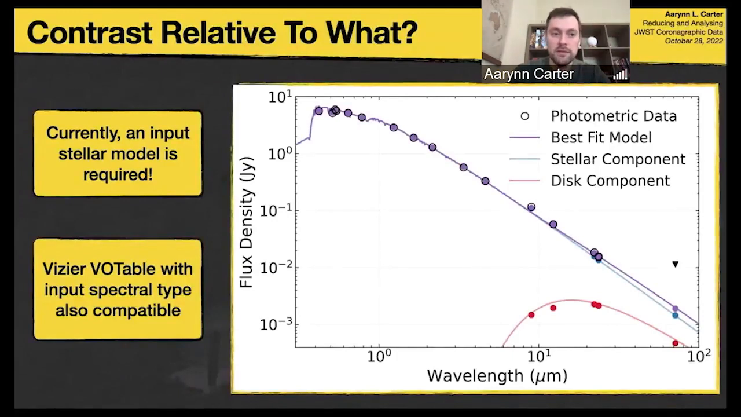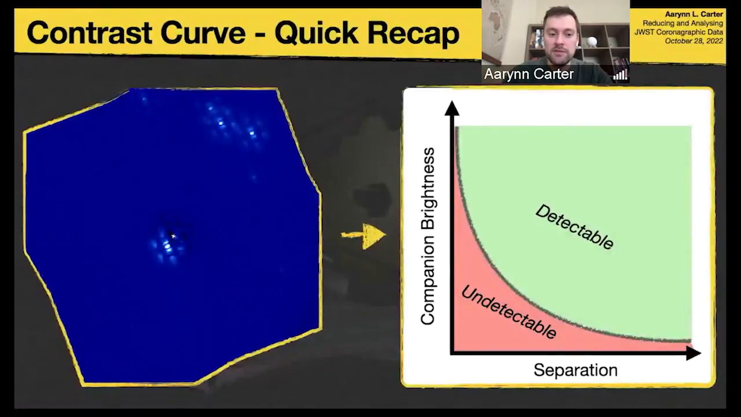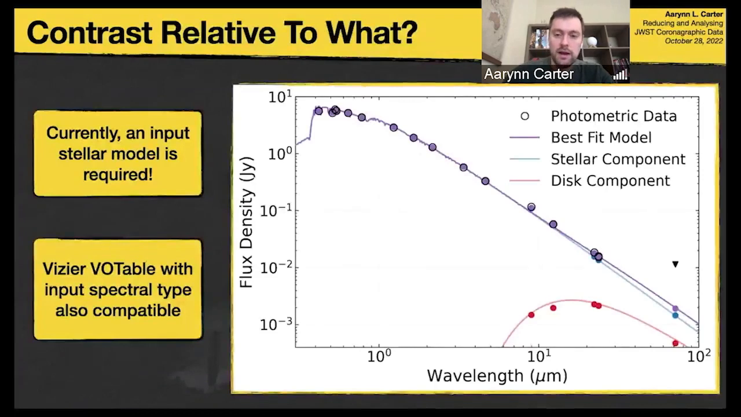But the first thing we need to do is tell it, what's the contrast relative to? We need to know, from this image, how bright something is relative to the star we're observing. That's the metric we're interested in, the contrast. So to do that, spaceKLIP requires, at the moment, an input stellar model. Here's an example of what I used in the HIP 65426b observations.